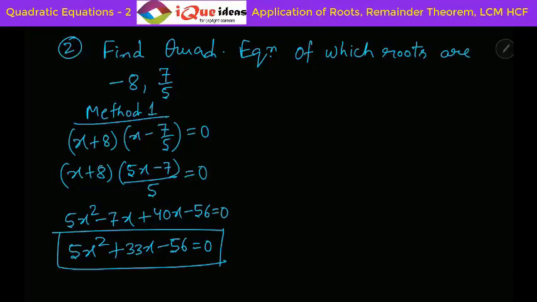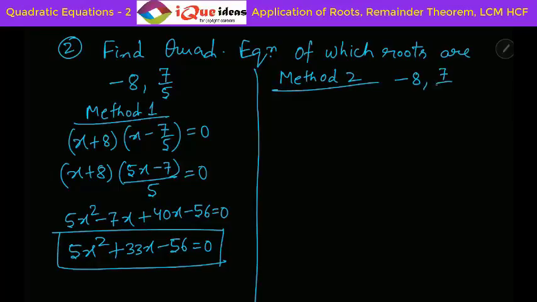Obviously method 1 is going to be slightly faster in some cases, and at the same time method 2 is also going to be faster in some cases. So here method 1 looks a little faster. Let's take method 2. Alright, method 2 demands that you find the sum of roots and the product of roots separately. So here it is -8 and 7/5. Now the sum of roots will be equal to -8 + 7/5.